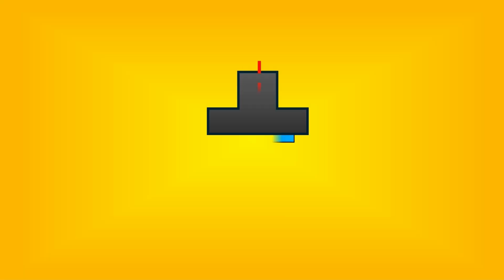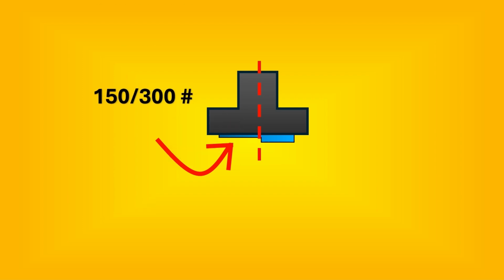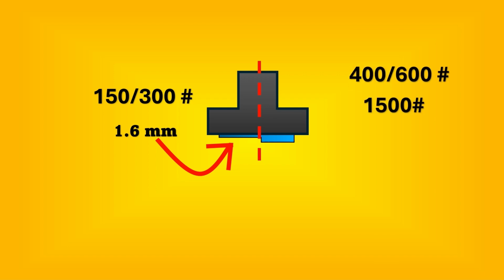So for example, if you take a flange here, for smaller pressure rating, logically the thickness should be less. So for 150 rating and 300 rating, 1.6 mm is sufficient. And as a thumb rule, as the rating keeps on increasing for 400, 600 and 1500, it can go up to 6.35 mm. So this is a significant increase in thickness that should be noted.